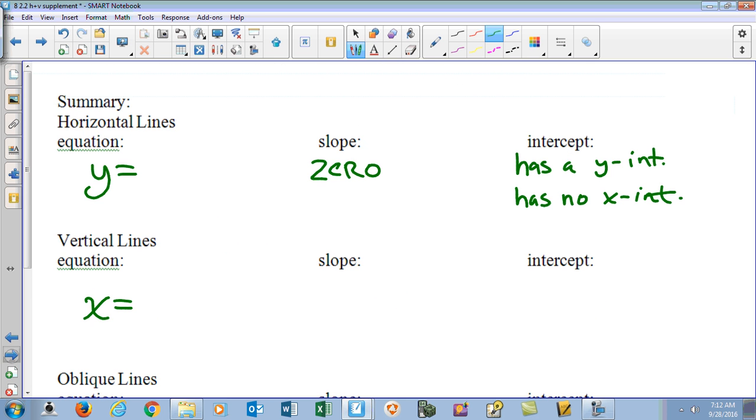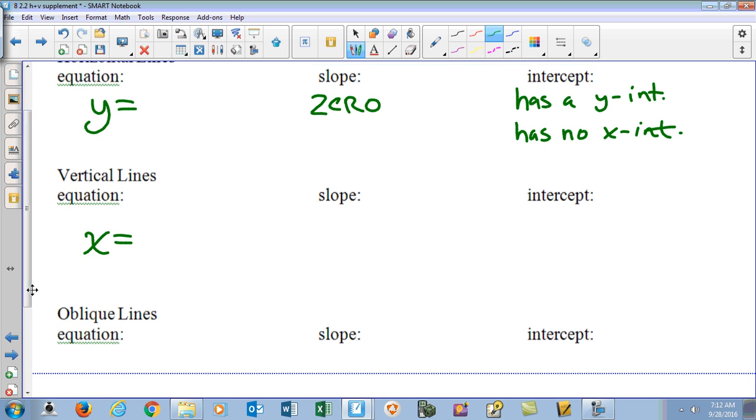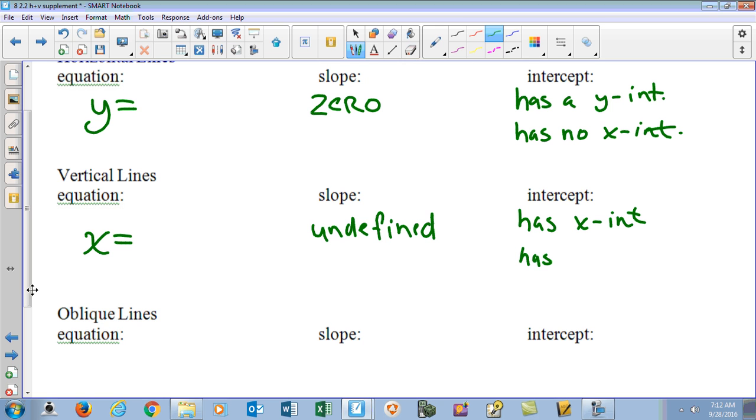All right, so if we turn back to the other page now, our slope for a vertical line is undefined. And it will have an x-intercept, but it does not have a y-intercept. So it has no y-intercept.